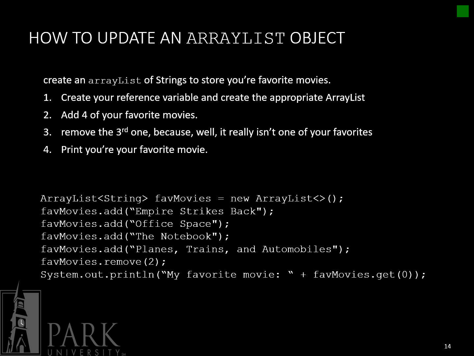Here we are creating an array list of strings called Fave Movies, and we are using this notation right here where we are not specifying that we're using a string, right? We're not inferencing it. And then I added Empire Strikes Back, Office Space, The Notebook, and Planes, Trains, and Automobiles. Clearly, The Notebook is not my favorite movie, so we are going to remove it.